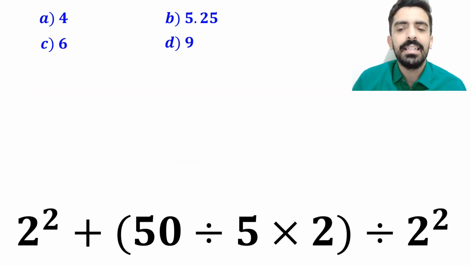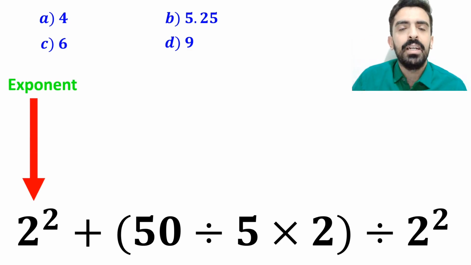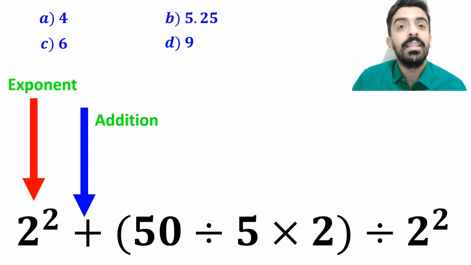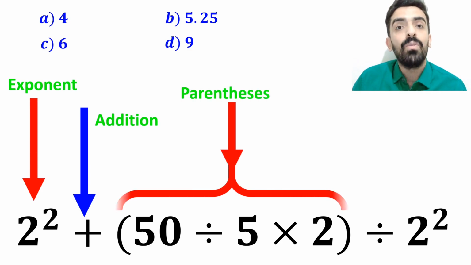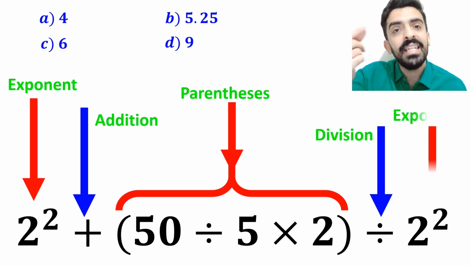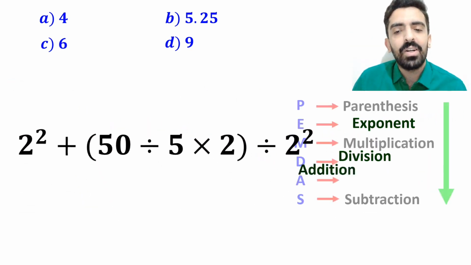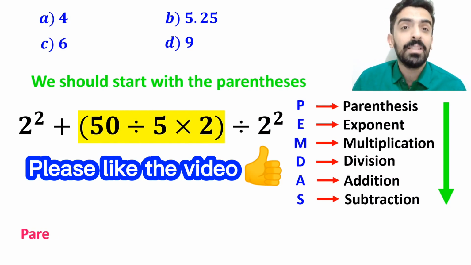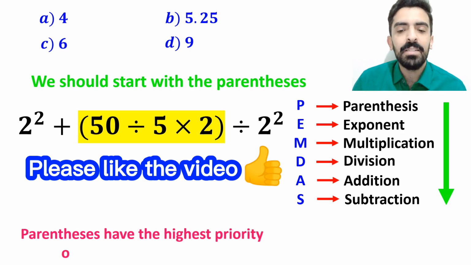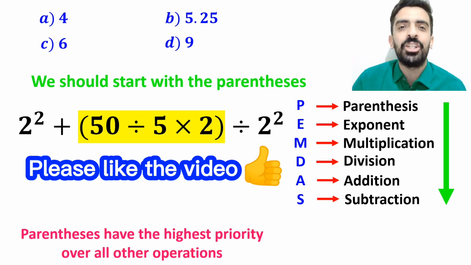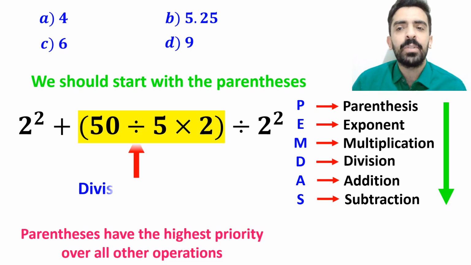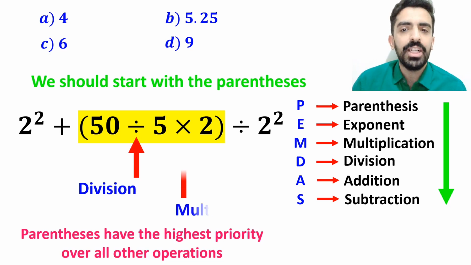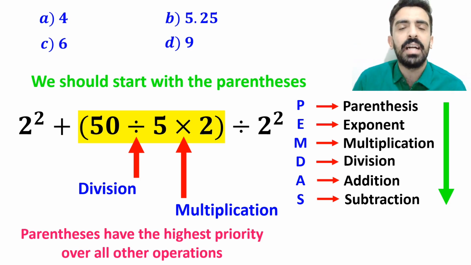Okay, as you can see in the image, in this expression, first we have an exponent, then an addition sign, followed by parentheses, then a division, and finally another exponent. According to the PEMDAS rule, first we should start with the parentheses, because parentheses have the highest priority over all other operations. And inside the parentheses, first we have a division sign and then a multiplication sign.